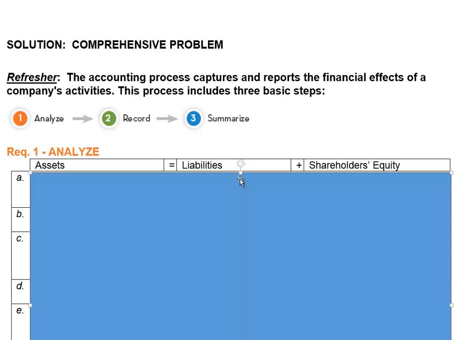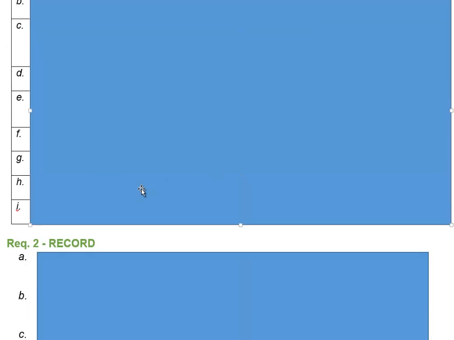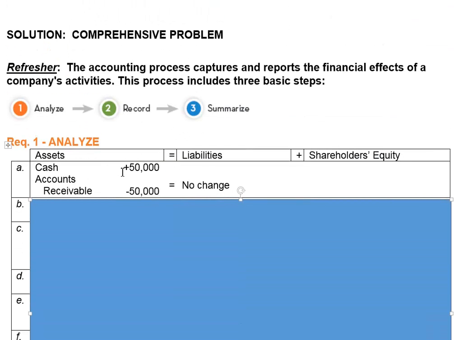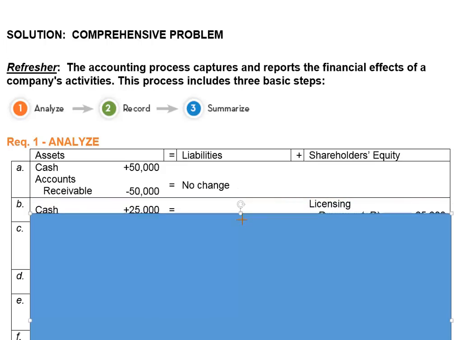So now if we just take a look at our analysis, what will we see? Our cash is going up and our accounts receivable is going down. There's no change to liabilities or shareholders' equity. So the left-hand side of the equal sign is 0 at net, and there's no change in liabilities and shareholders' equity. So that means that our accounting equation remains in balance based on our analysis. Now let's look at the next question.